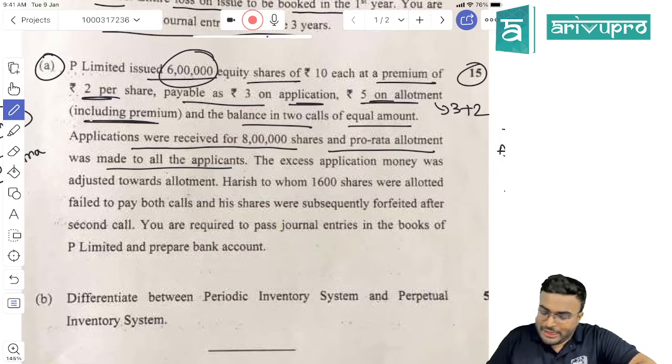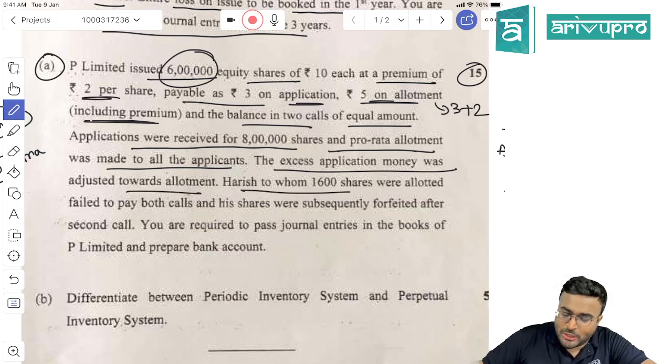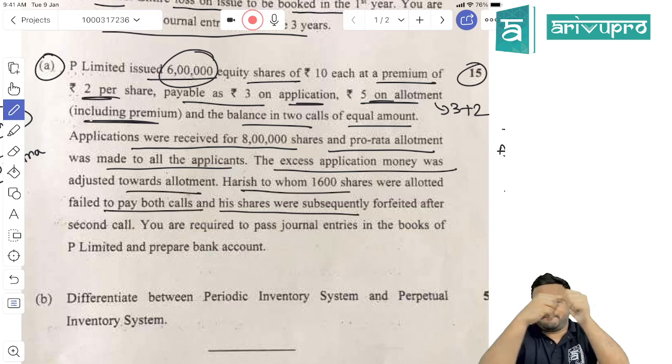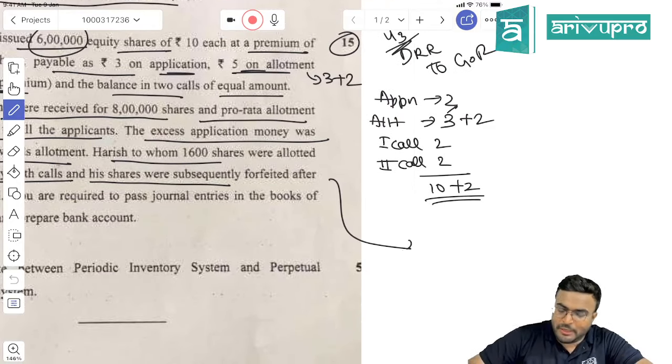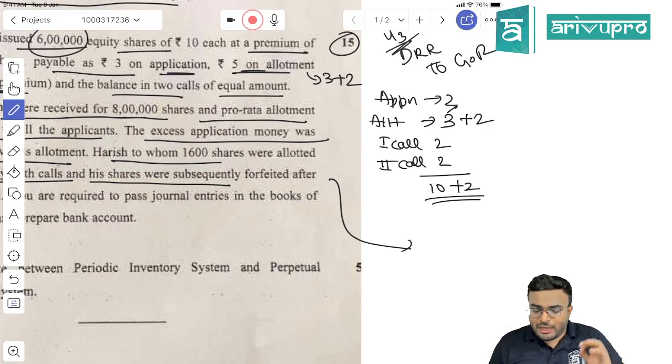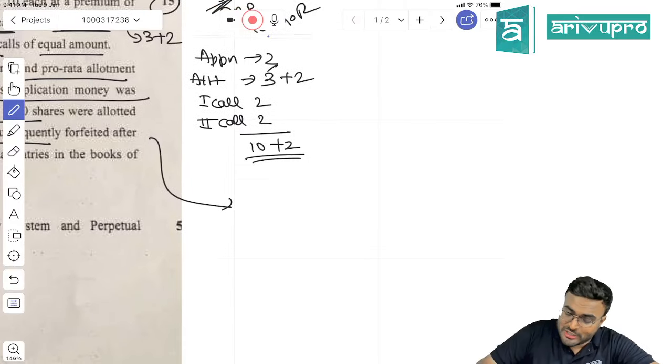Now, excess application money was adjusted towards allotment. This we know. Harish, to whom 1600 shares were allotted, failed to pay both the calls and his shares were subsequently forfeited. That means he has paid application, he has paid allotment. So when you are doing the forfeiture entry, premium you are not going to talk about. Harish failed to pay both the calls. So what will be the entry for forfeiture here?